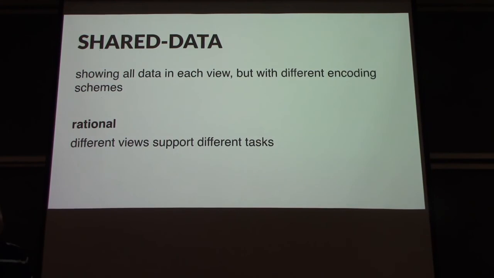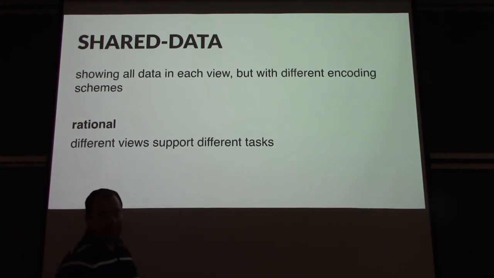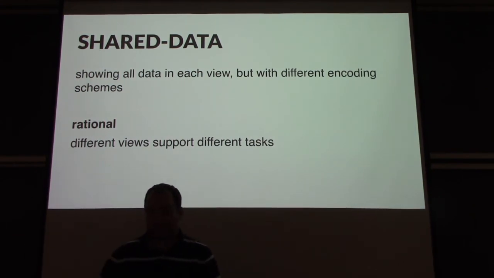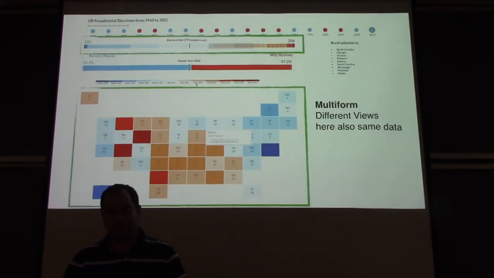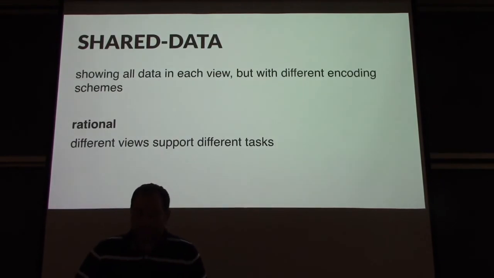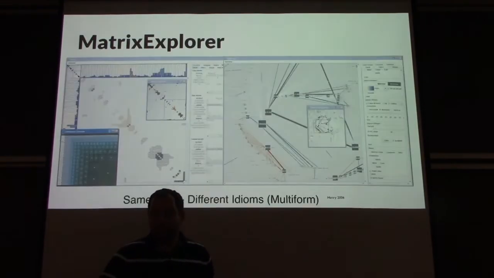When we talk about shared data, we mean that we show all the data in each view, but with different encoding schemes. And this is what we just had earlier. Well, we didn't have the geospatial information here, so this shared most of the data, but not all of the data. And the rationale here would be that different views support different tasks.